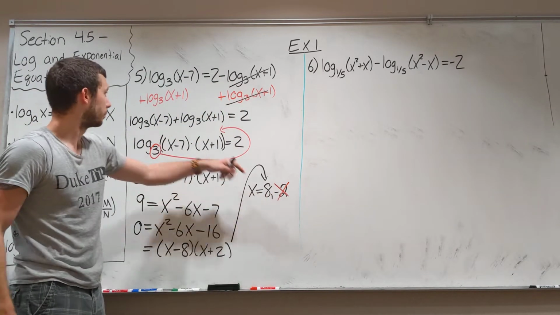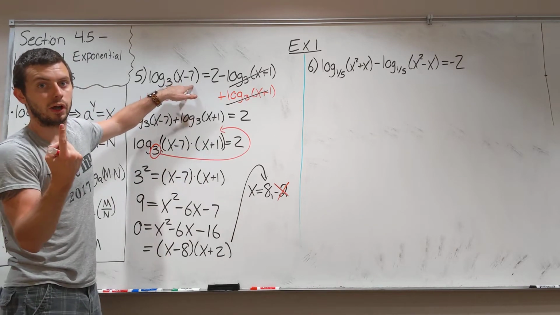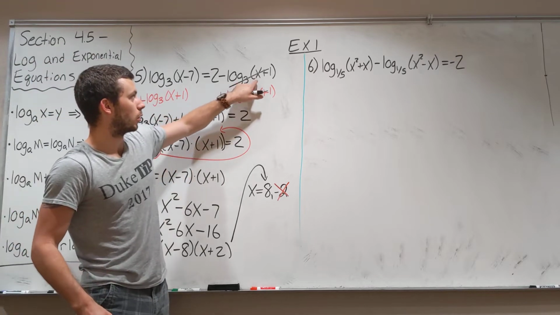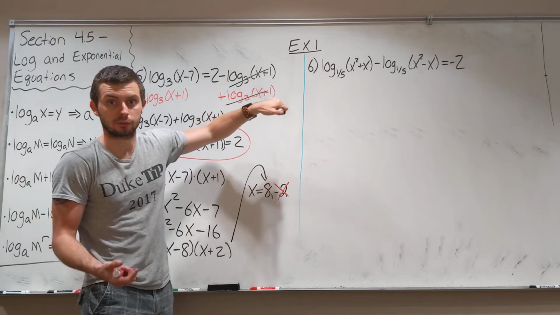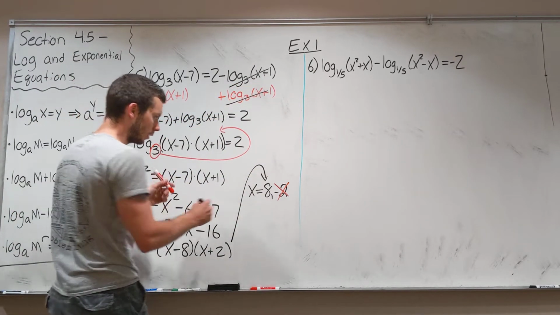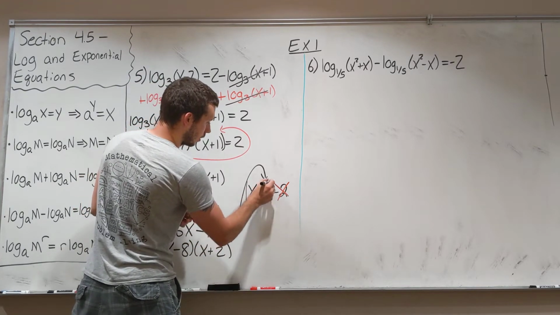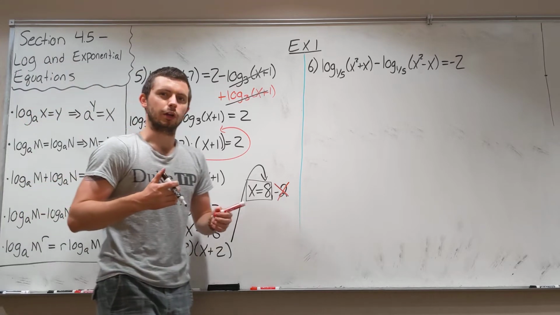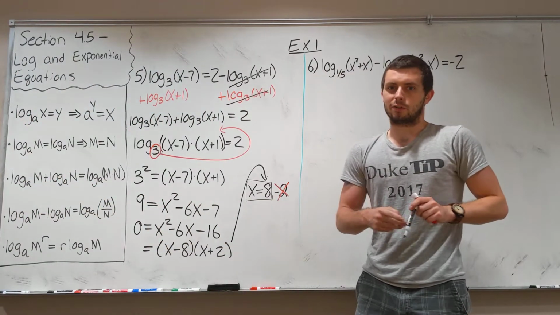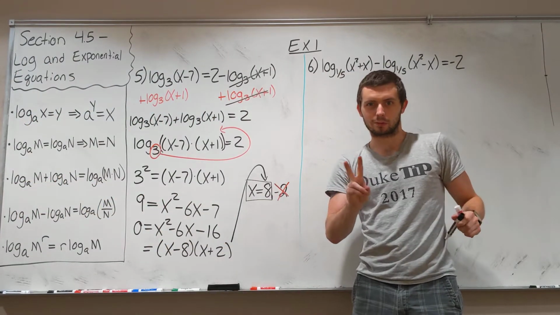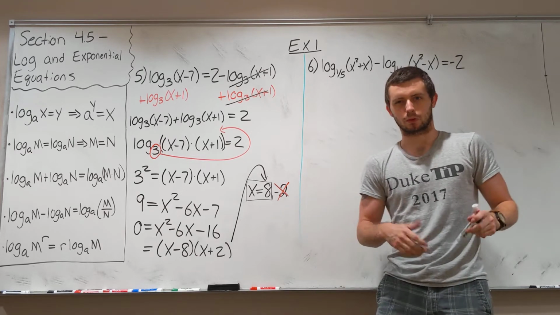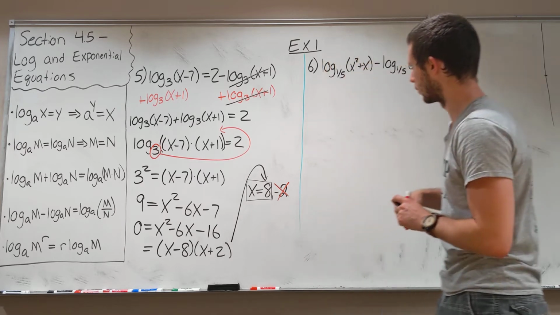8 is okay though. 8 minus 7 is 1, and 1 can be evaluated by the logarithm. The 8 plus 1, that's positive 9, same idea. So we would only have one answer for this problem. A good rule of thumb, if you're given two solutions, generally the larger one ends up sticking around. So it's a good rule of thumb to keep in mind.